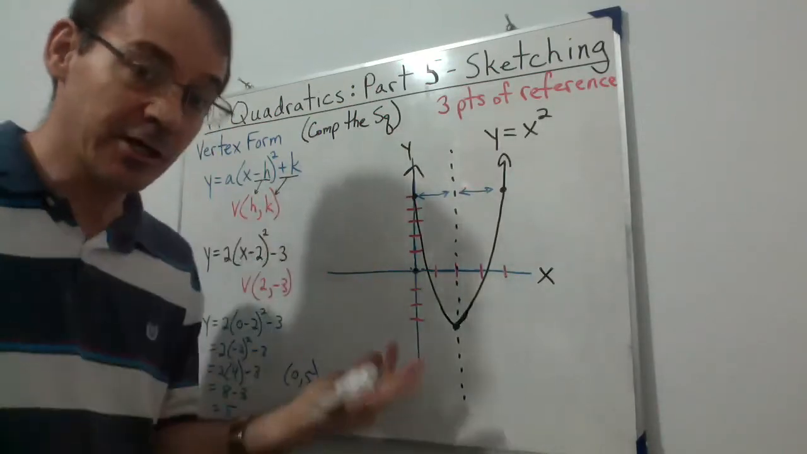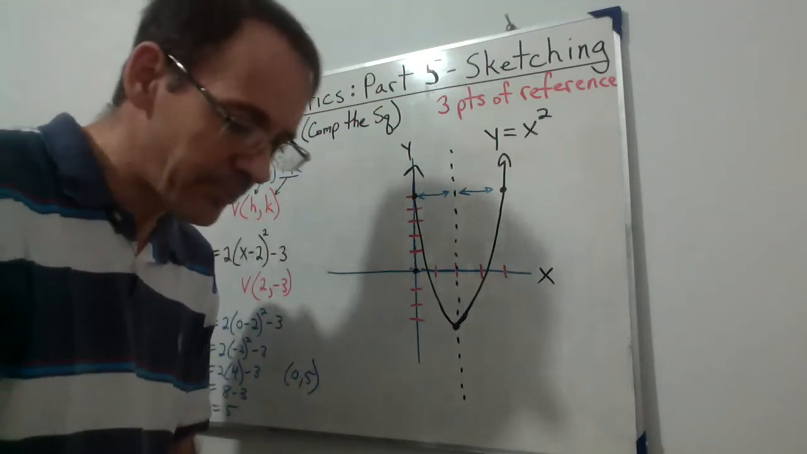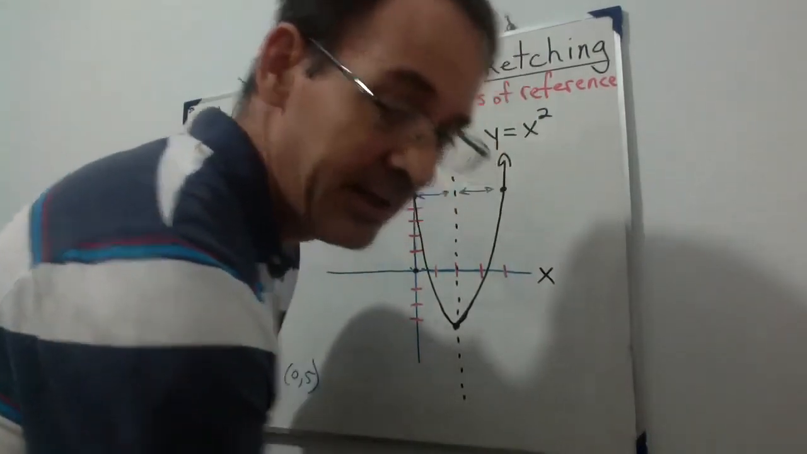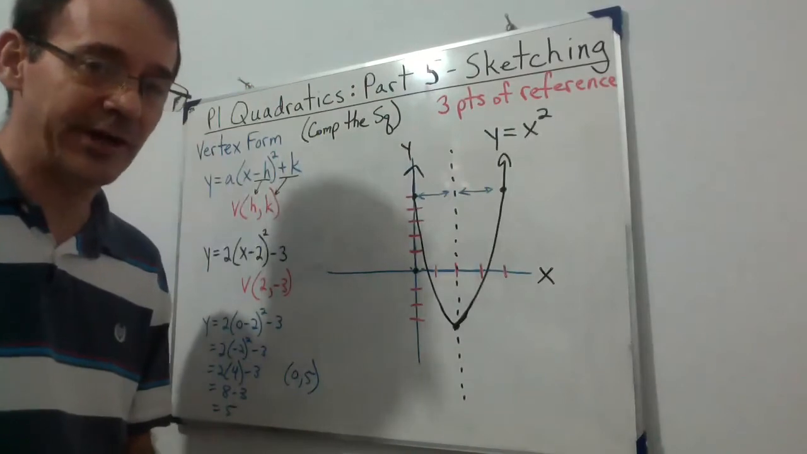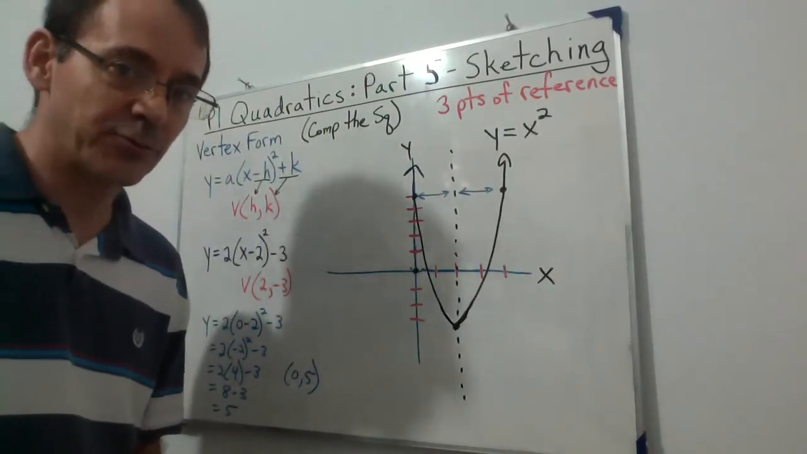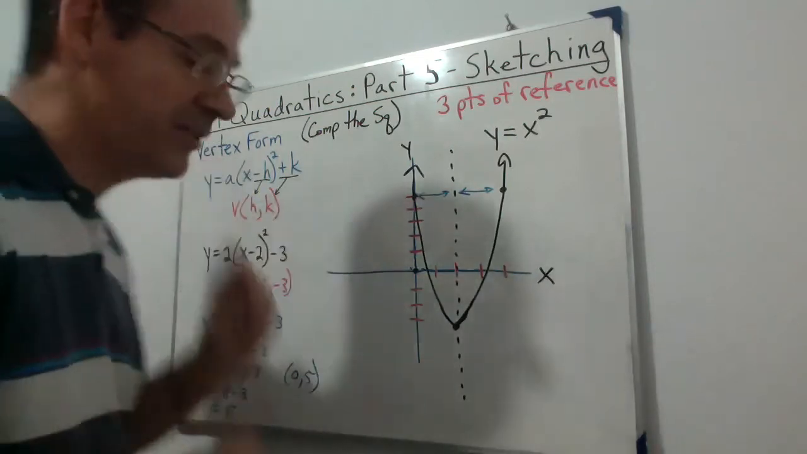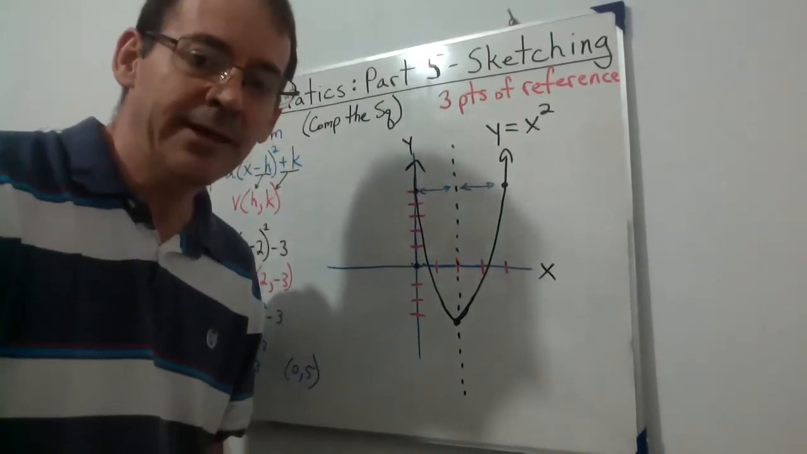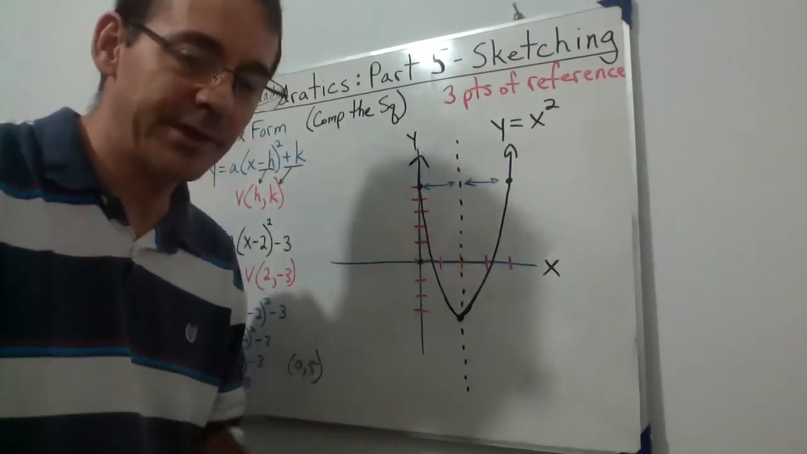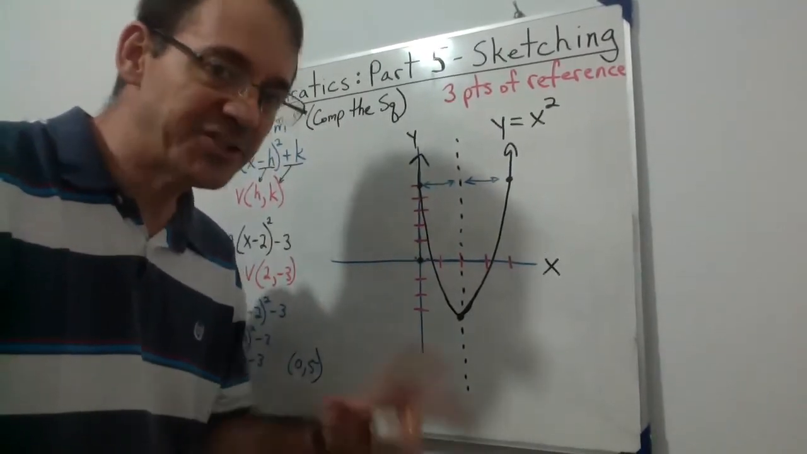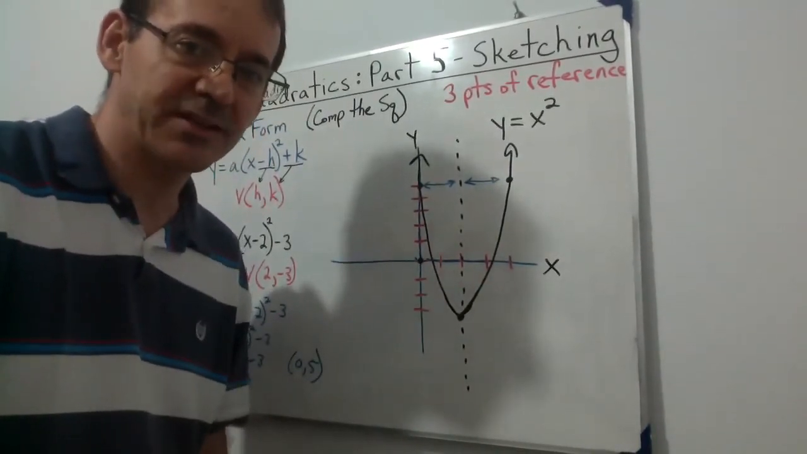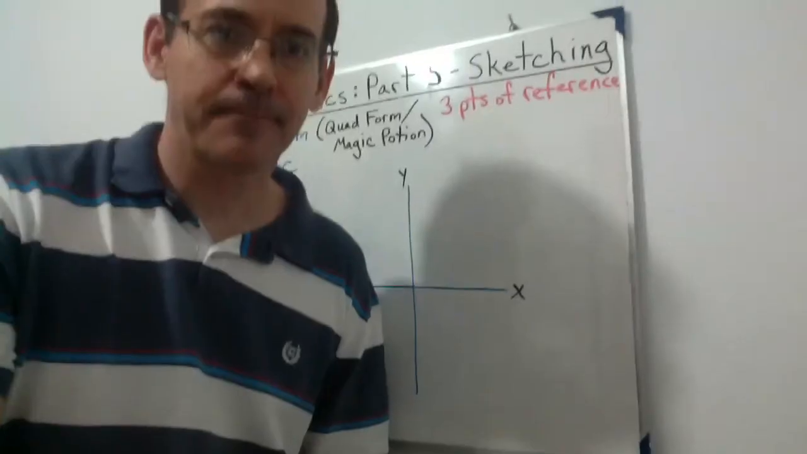Took us a little longer because I'm explaining it to you. But once you get the hang of it, you can actually sketch a quadratic graph really quickly. So I'm going to set up for our third and final form, and then you will have all 3 of your sketch forms necessary to be successful at sketching a quadratic.